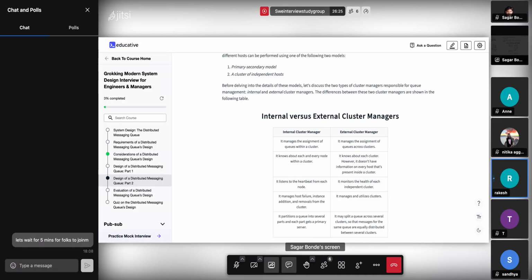Before delving into the details of these models, let us discuss the two types of cluster managers responsible for queue management: internal and external cluster managers. The differences between these two cluster managers are shown in the following table: internal cluster manager and external cluster manager.